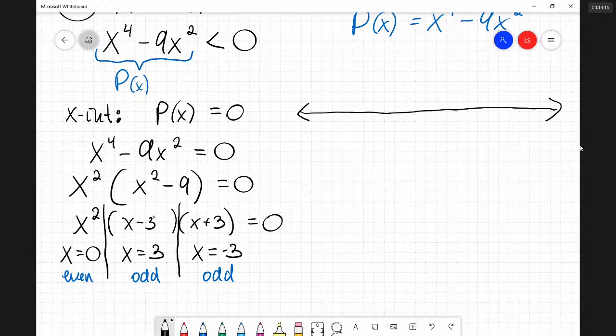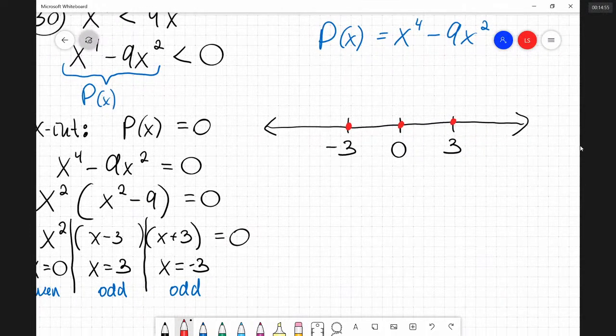For the sign analysis chart, I have 0, negative 3, and positive 3 as my points. I will mark them as closed circles, and I'll explain the reasoning now. I'll mark them as closed circles because these are actual points on the graph. They exist. They're not asymptotes or any other type of entity like a hole that we will encounter in rational functions.